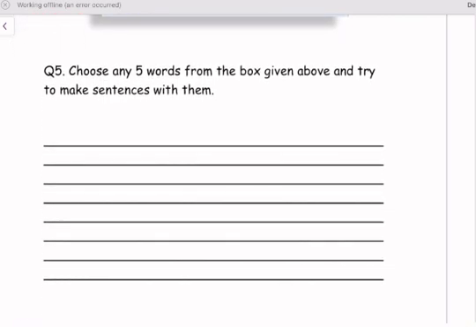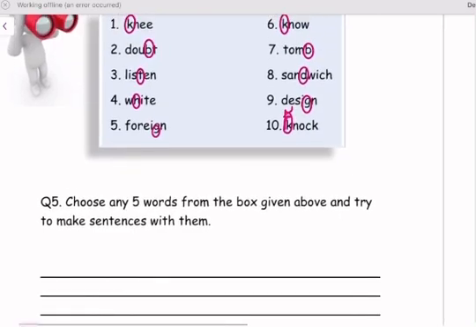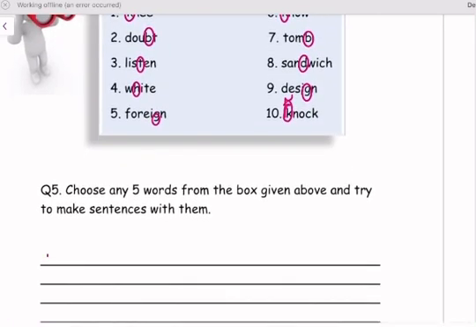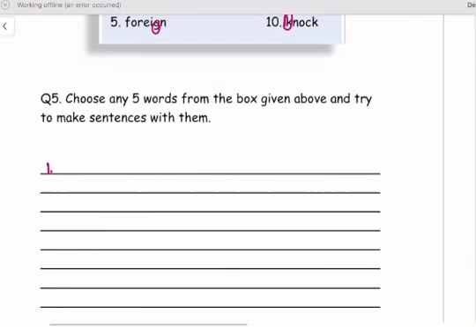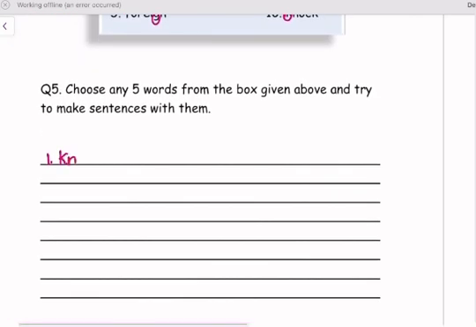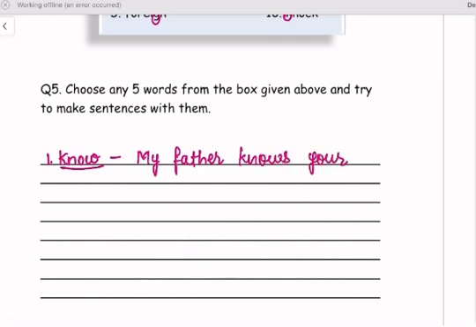Choose any 5 words from the box given above and try to make sentences with them. So, first one, we will make sentence with no. My father knows your father.